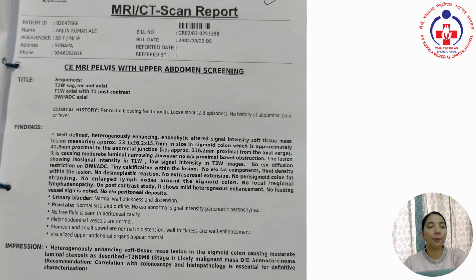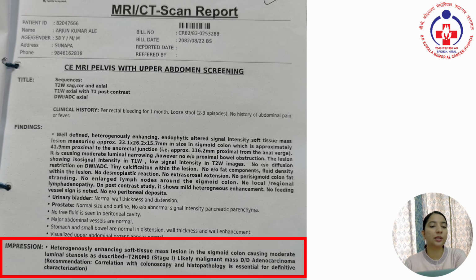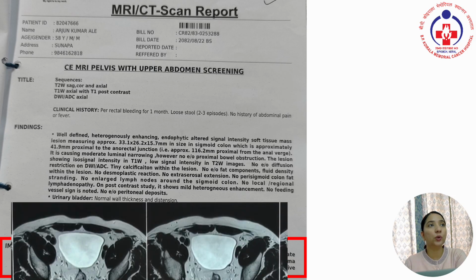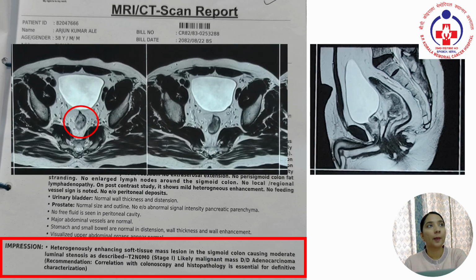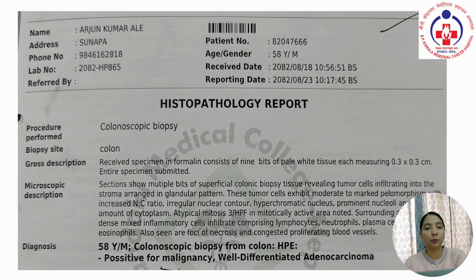The patient also underwent MRI pelvis, which showed a similar lesion in the sigmoid colon with luminal stenosis, and mentioned the stage as T2, N0, M0. And this is the polypoidal mass evident in the MRI. From the rectal mass where the biopsy was taken, the histopathology report came out to be well-differentiated adenocarcinoma.